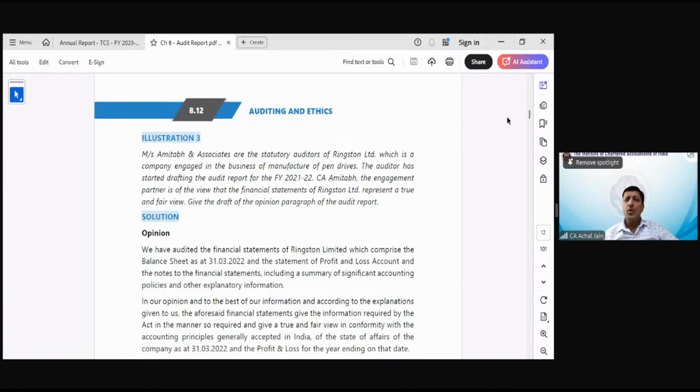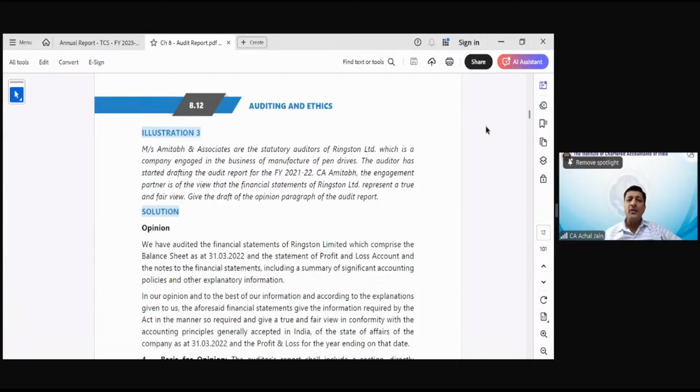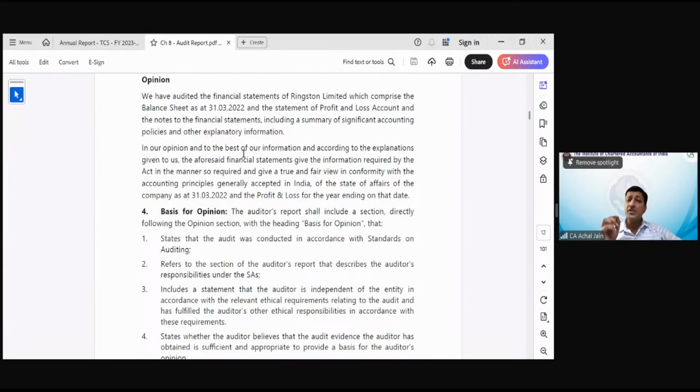Okay, so when there is no modification, that is what you call a clean opinion. In this case, the auditor will write, "In our opinion and to the best of our information and according to the explanations given to us, the aforesaid financial statements give the information required by the Act," which Act? Companies Act, "in the manner so required and give a true and fair view in conformity with accounting principles generally accepted in India of the state of affairs of the company as at 31st March 22 and profit and loss for the year ending on that date."